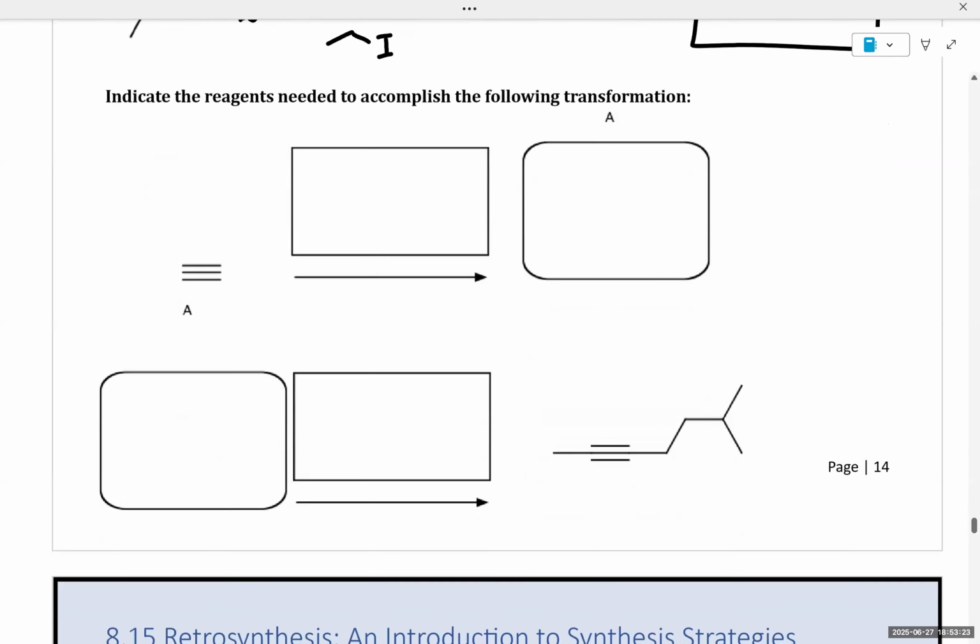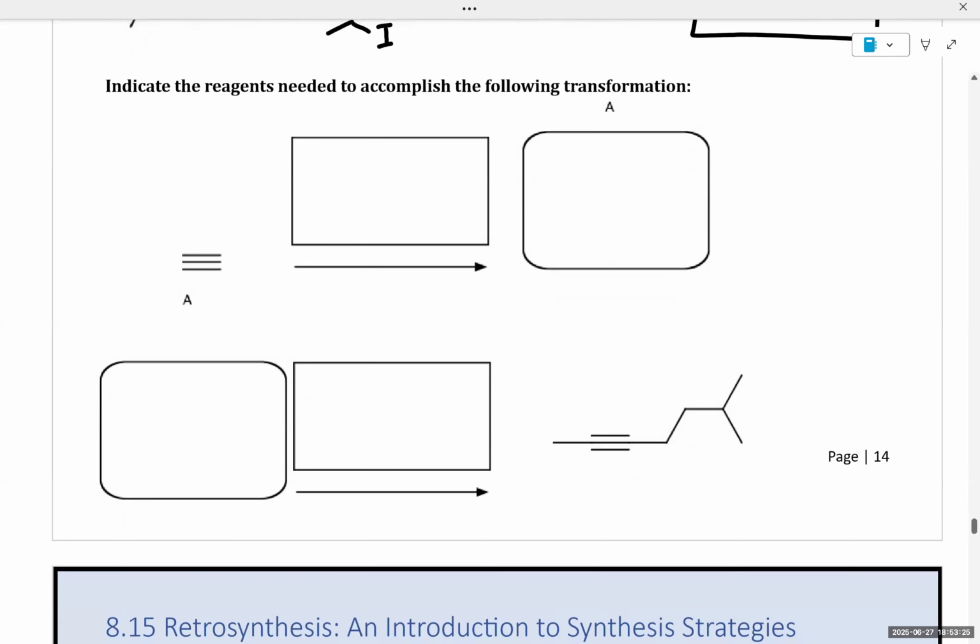Let's now show how we can make a complicated polysubstituted alkyne. So I'd like you to indicate the reagents needed to accomplish the following transformations. So you're going to tell me the reagents to take this alkyne and convert it to this alkyne below. One hint is if you break these two carbon-carbon bonds, you can now have a hint of what alkyl halides to use.